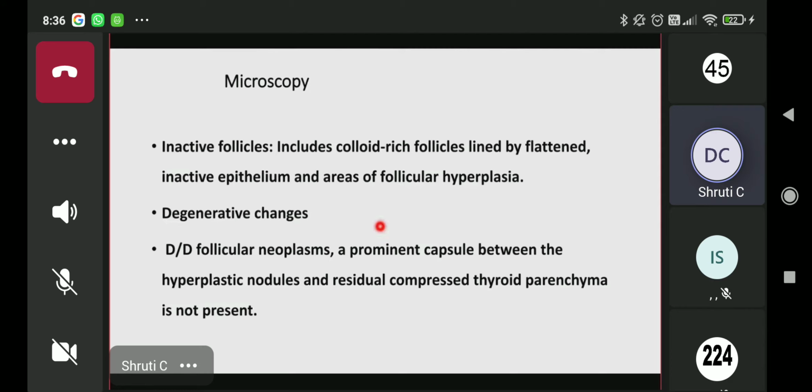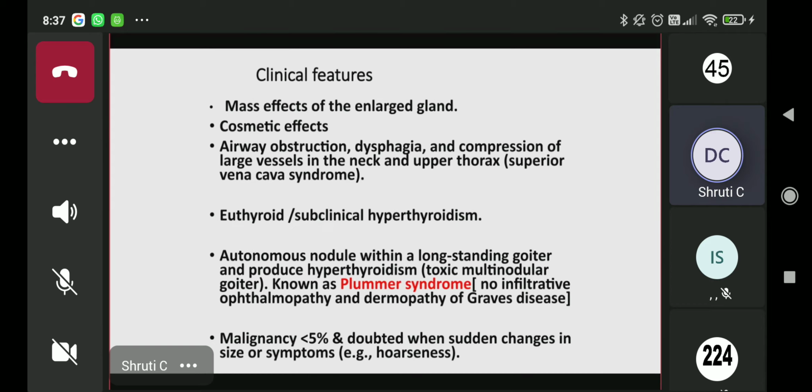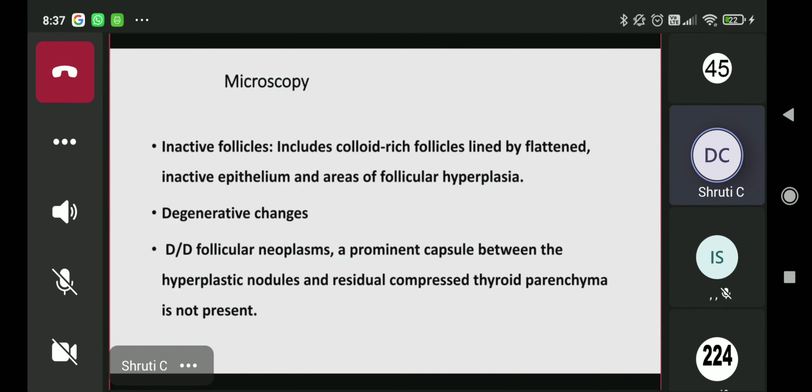Basically, microscopically, you are seeing colloid-rich follicles, which are lined by flattened inactive epithelium, and some areas of follicular hyperplasia. There are degenerative changes as well, and one of the differential diagnoses is follicular neoplasm. But usually in follicular neoplasms, a prominent capsule is present between the nodules and the residual parenchyma. In multinodular goiter, it is not present. Okay, and clinical features I am not telling.